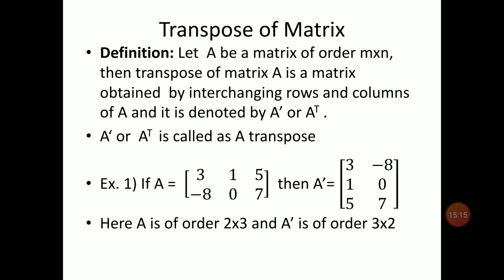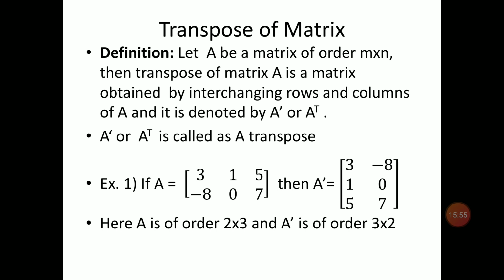So how is the transpose of a matrix A obtained? To obtain the transpose of a matrix, we have to interchange all the rows and columns. It means all the rows of matrix A become the columns of the transpose of A, and all the columns of matrix A become the rows of the transpose of A. So let us see some examples so that this concept will be more clear to you.